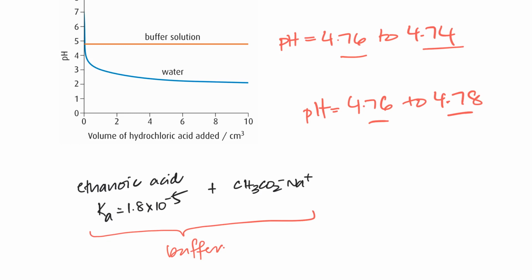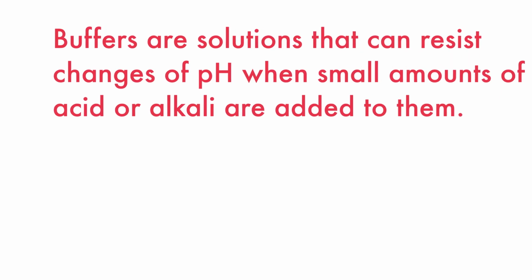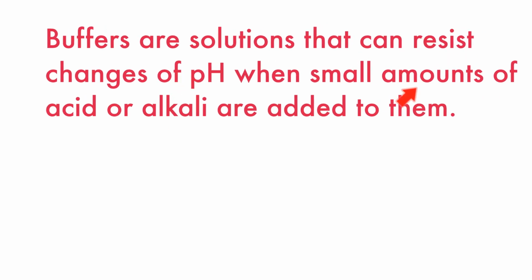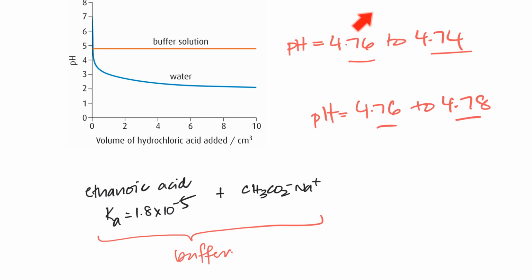So by definition, what are buffers? Buffers are solutions that can resist changes in pH when small amounts of acid or alkali are added to them. Let me repeat what I said, and I'll write it down. Buffers are solutions that can resist changes in their pH when small amounts of acid or alkali are added to them. And the example was given in this case: when I added 10 cm³ of HCl to this buffer, the pH hardly changed.